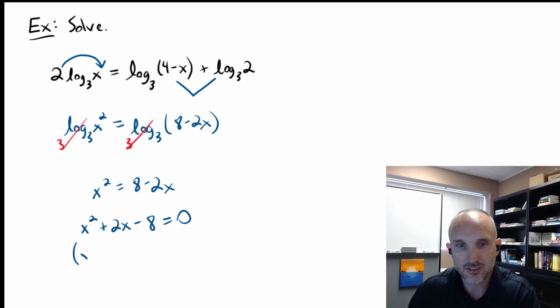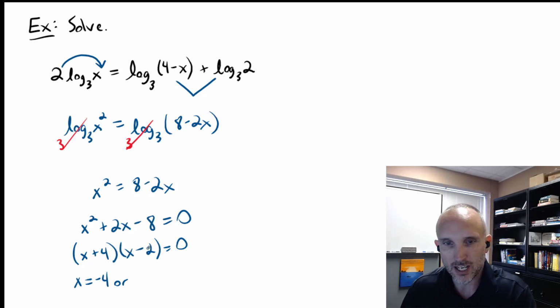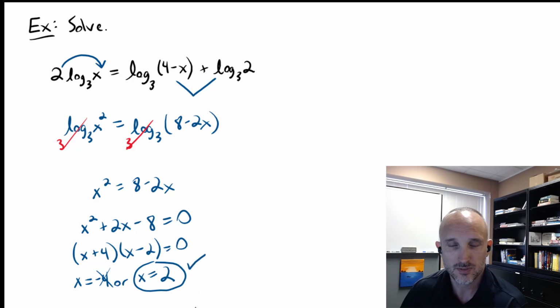And luckily this guy factors as x plus 4 times x minus 2. So for x plus 4 to be 0, x would have to be negative 4. And for x minus 2 to be 0, x would have to be 2. And now I just check that these don't ruin my arguments in the original equation. Unfortunately, negative 4 does, because log base 3 of negative 4 doesn't exist. Can't take a log of a negative. But if I plug 2 in for all the x's, the arguments are all good. So x equals 2 is the solution to this logarithmic equation.